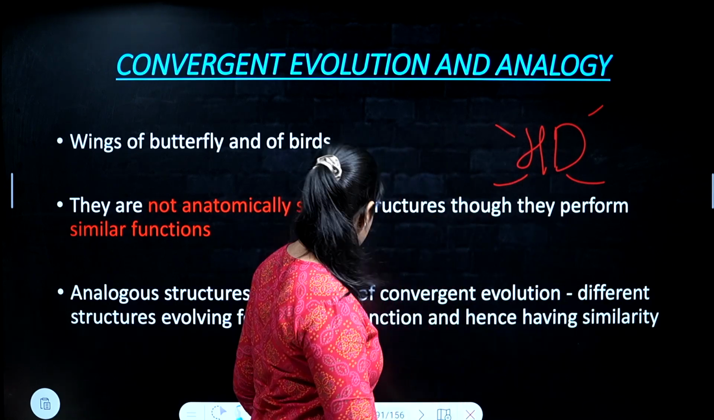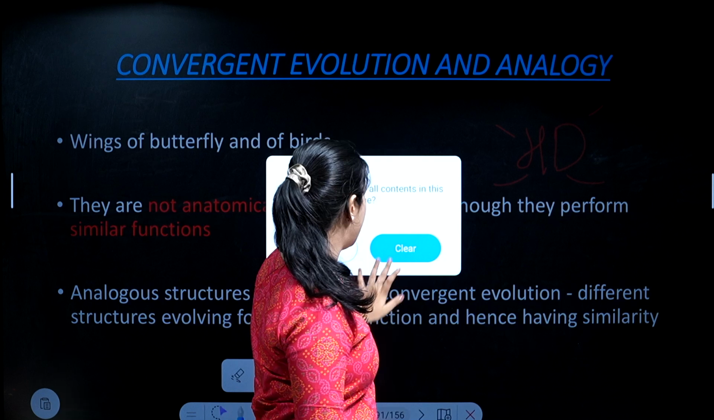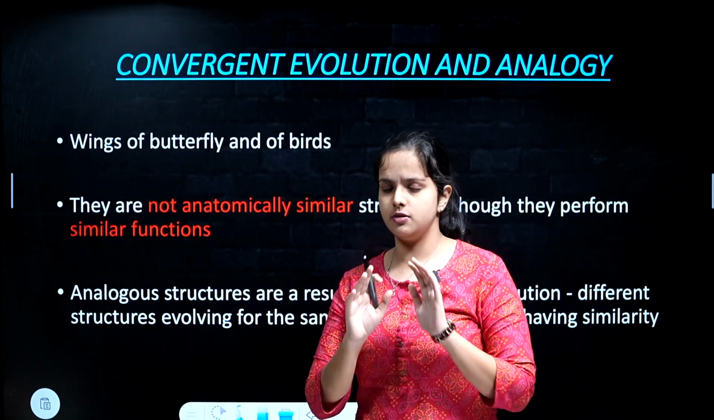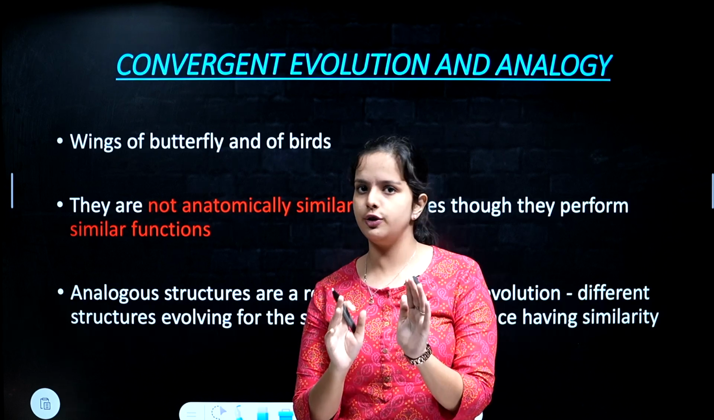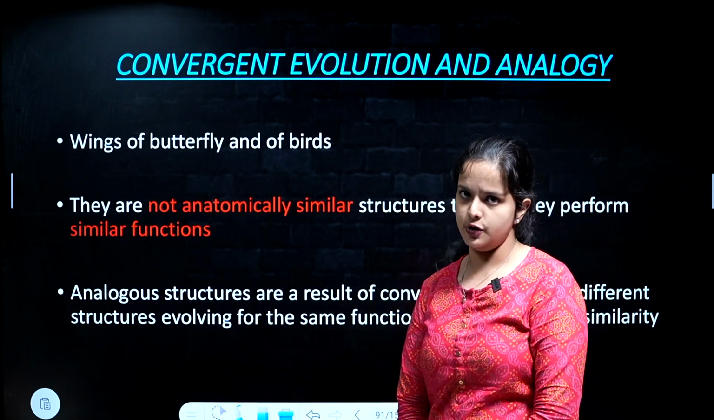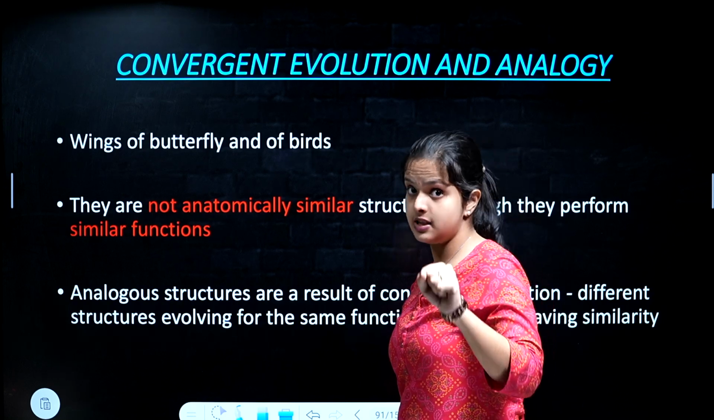Okay, I hope that's clear. It was just a code for you to remember the concept. Actually, you don't need a code if you understand the topic clearly, but just not to confuse it, I've already given you a code, HD. Okay, now what is convergent evolution? I'll teach it with an example.